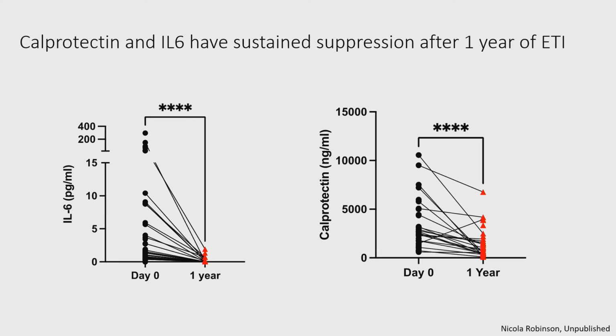And we have looked at that in our larger cohort, and it confirms that IL-6 is suppressed after a year on therapy with ETI, as is calprotectin. So going right back to the beginning of this talk, when I showed you data from patients with an extreme level of inflammation who had an exacerbation that we treated with antibiotics, in those patients, their levels of IL-6 and calprotectin improved, and we're seeing almost a mirror image of that with ETI therapy.